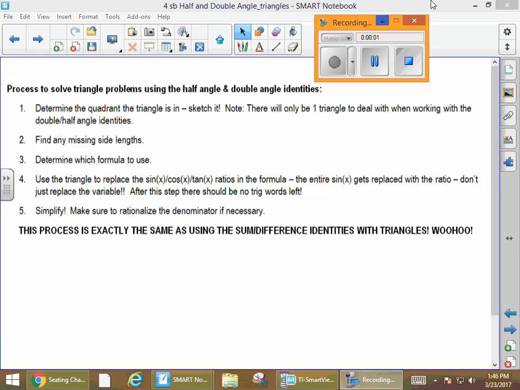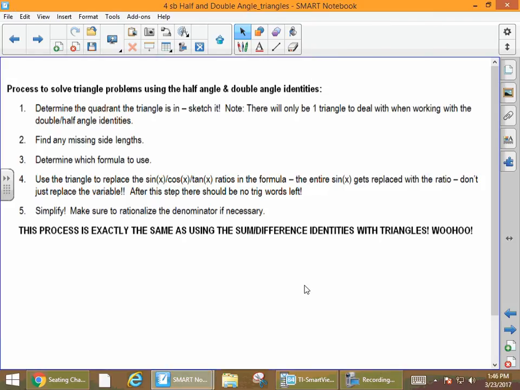So I want to go back over what we were talking about in regards to half angle and double angle identities in the steps as we continue our notes from yesterday. And I just want to remind us of our steps. One of the most important being we need to determine what quadrant we're working with. And that's what our first step says. Determine the quadrant that the triangle is in, and then we need to sketch it.